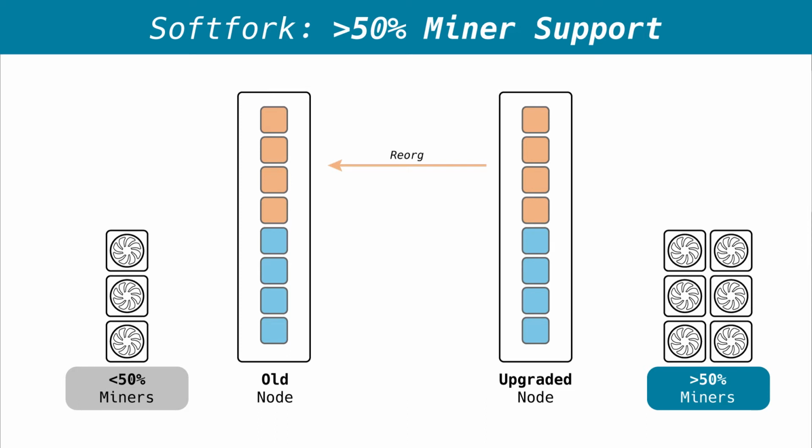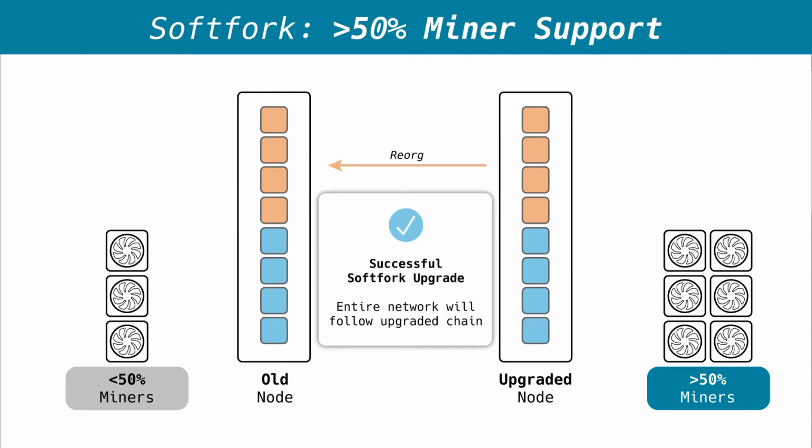So now we have a fantastic situation where all nodes in the network are following the same upgraded chain. We have global consensus, even though not all nodes have upgraded to the newest version of the protocol. And this is really the beauty of soft forks. This is what we're trying to get at.